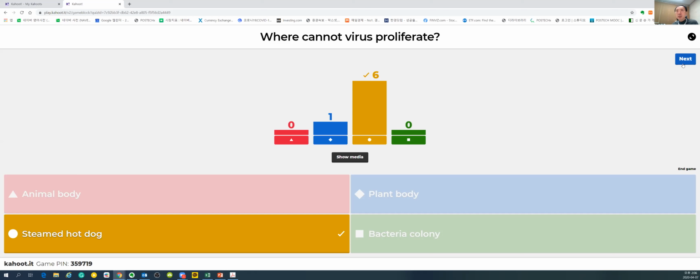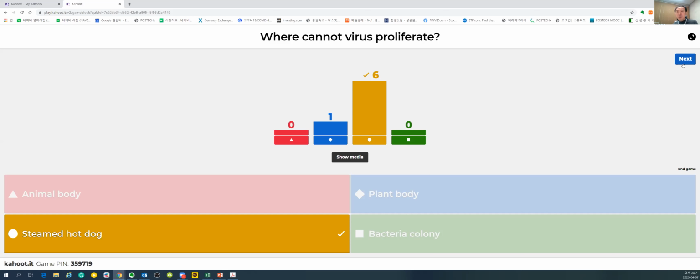But here, the key point is, virus does not have its own metabolism, right? Virus needs some live cells around. That live cell can be either an animal cell, or plant cell, or bacteria. Any kind of thing is maybe possible. At least they need some real metabolism-containing life forms.